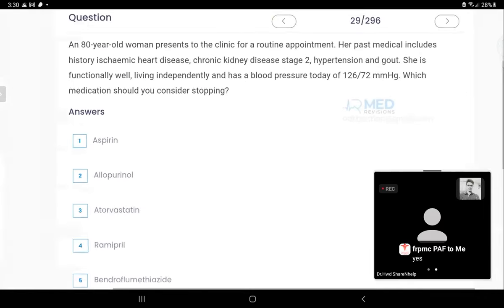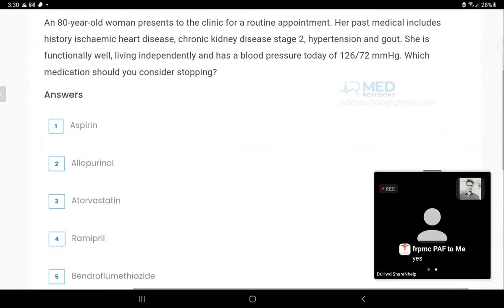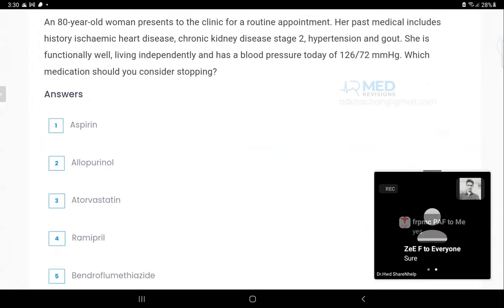Now this one says, which should you consider stopping? She's functionally well. Now you see, again, we don't want to see good things, positive things or vague things in the sentences just before the question. We need to see anything negative.